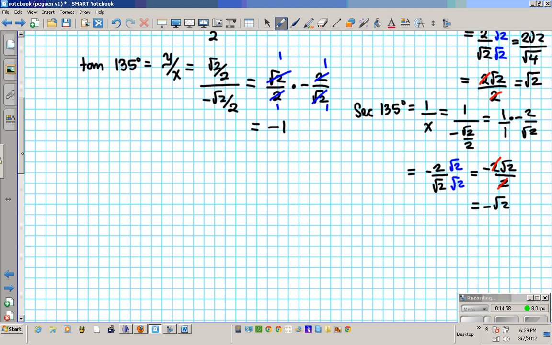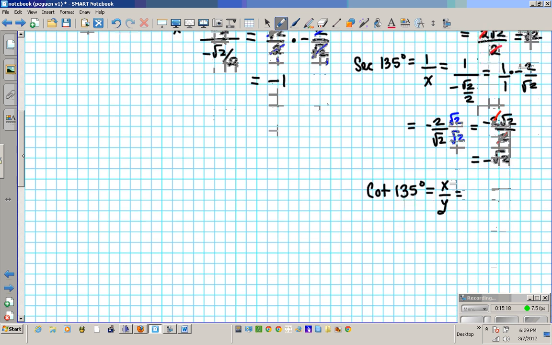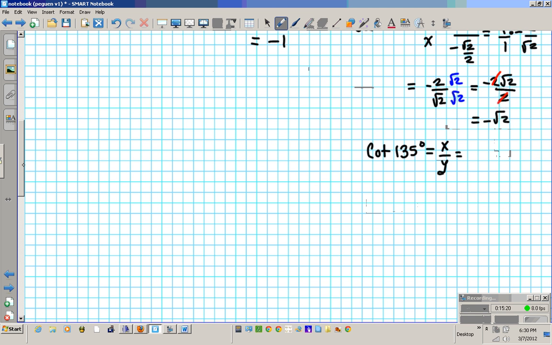Alright, let's figure out what cotangent is. Cotangent 135. Cotangent, the formula for cotangent is the reciprocal of the formula for tan, x over y. Alright? So we know what our x and our y are. If you look at your notes, x is negative root 2 over 2. And y is root 2 over 2.